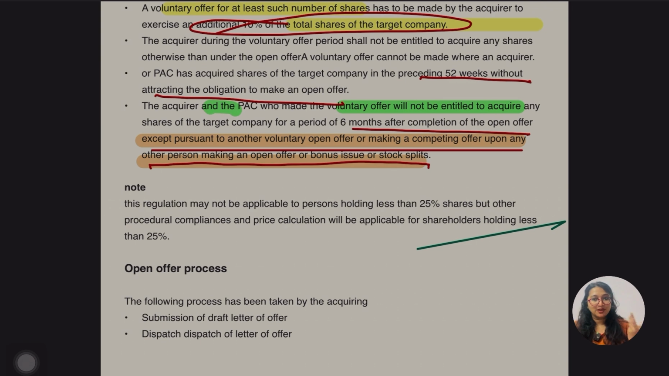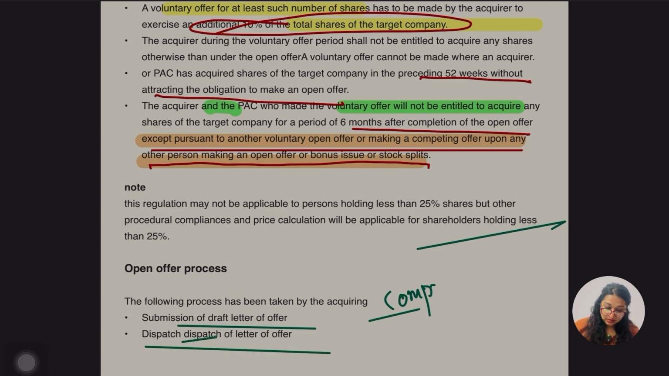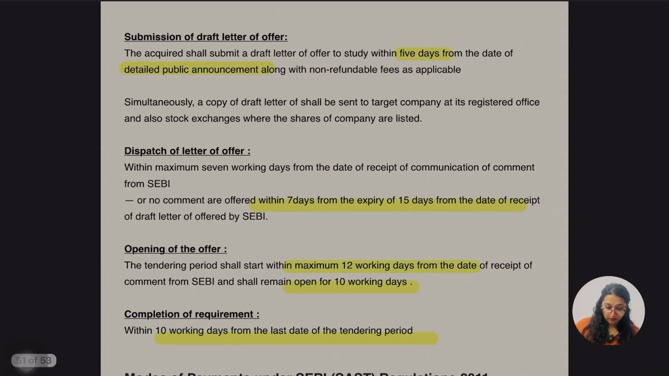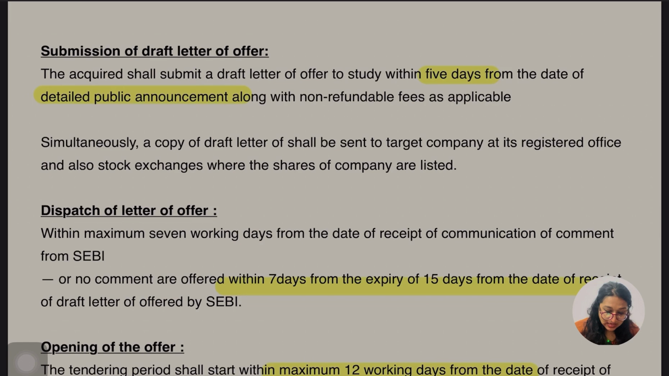Now things will be understood very well, right? The following process is taken by the acquiring company. Let me also write company here. What are the following processes to be taken by the acquiring company? The submission of the draft letter of offer, dispatch of the letter of offer. We know this. Submission of draft letter of offer.